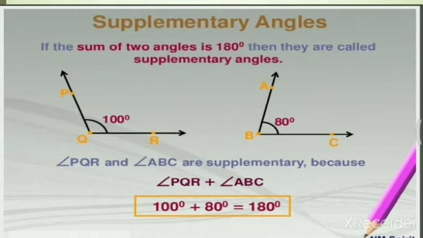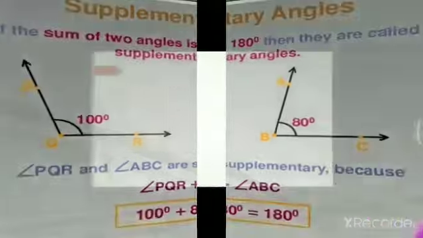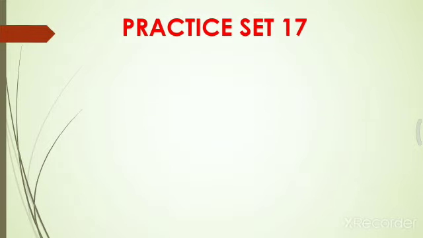angles. Now here angle PQR is given as 100 degrees and angle ABC is given as 80 degrees. So if you add angle PQR with angle ABC, you will get 180 degrees. Means if you add 100 with 80, what will you get? You will get 180 degrees. It means that both the angles are a pair of supplementary angles. Clear?